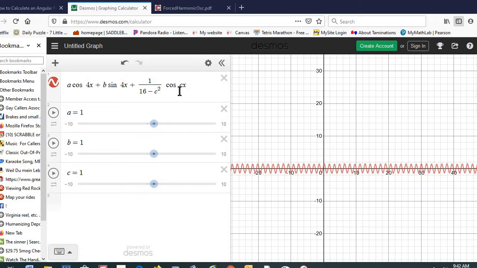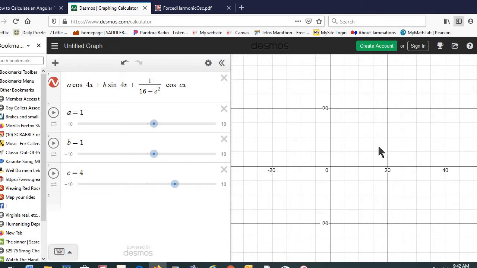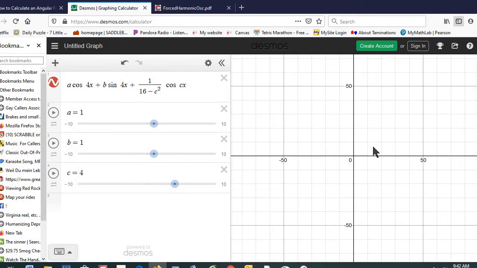Okay, so I've got these little sliders here so that I can change the values of A, B, and C. I'm most interested right now in changing the C. I want to see what happens when C, which is the angular frequency of the forced response, gets close to 4, which is the angular frequency of the natural response. So I'm just going to slide this over and change it. It looks kind of like something interesting is happening. I want to zoom in a little bit.